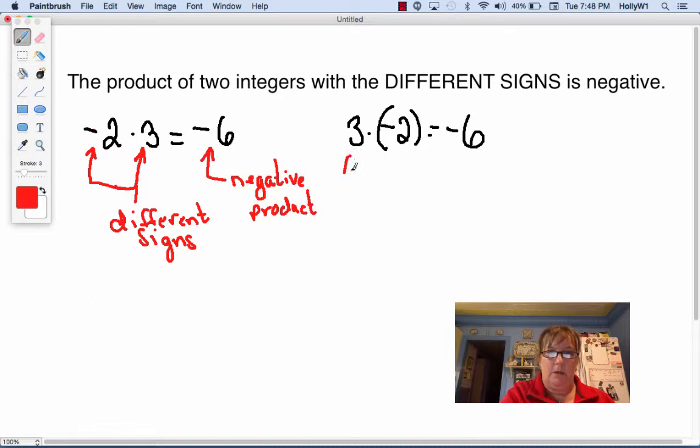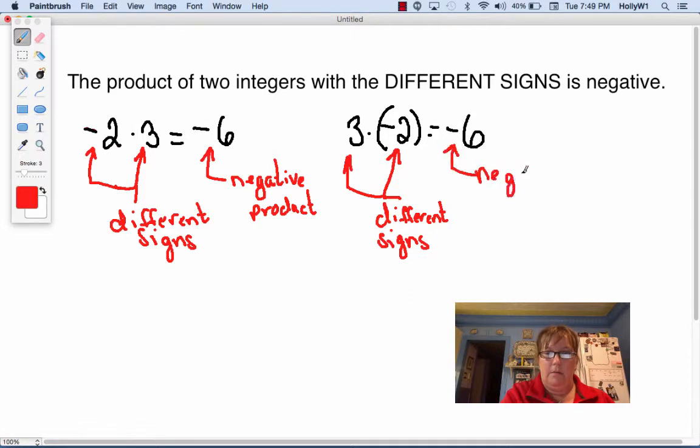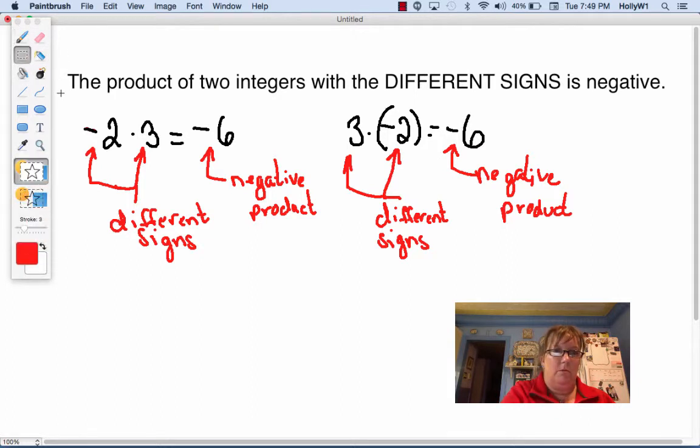And it's the same with this. We have a positive here, and we have a negative integer here. So we have different signs, and we have a negative product. So a negative times a positive is a negative, and a positive times a negative is also a negative. Okay, let's try some examples on your own.